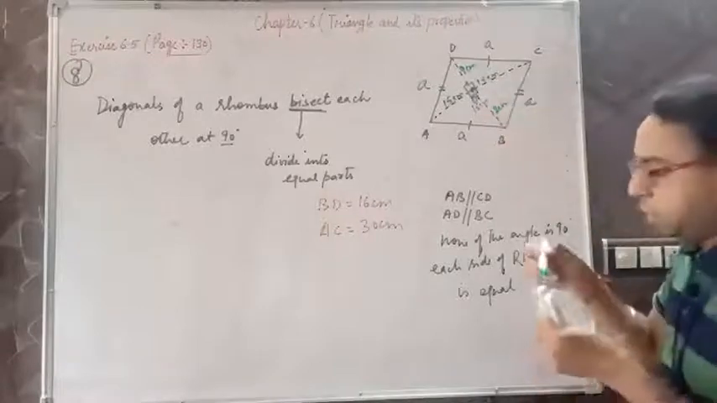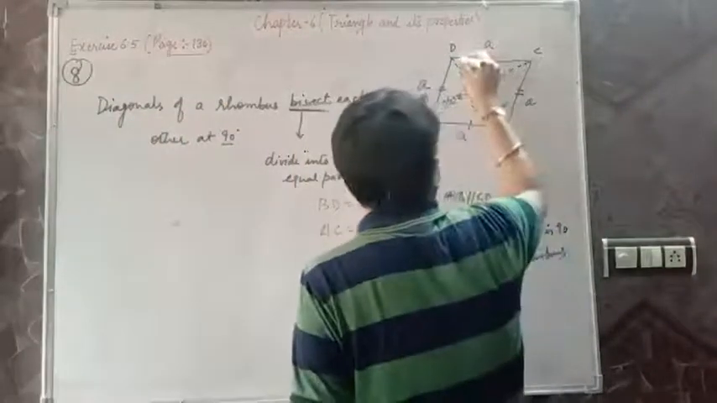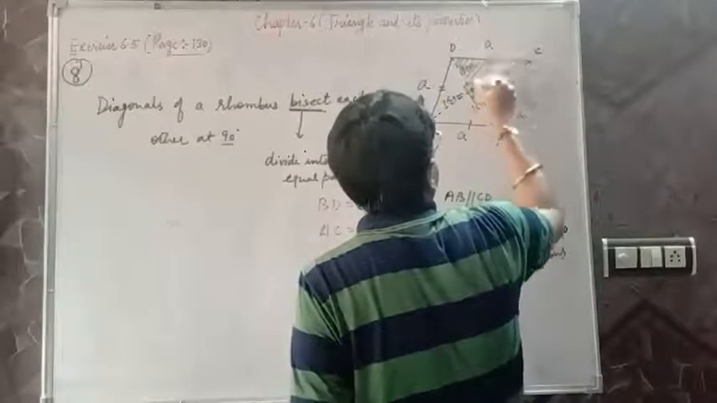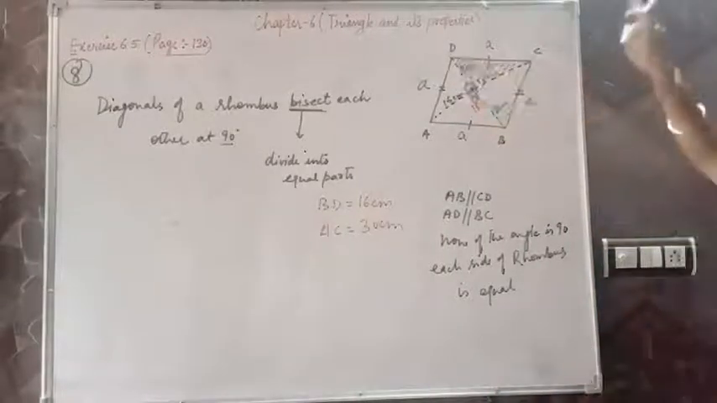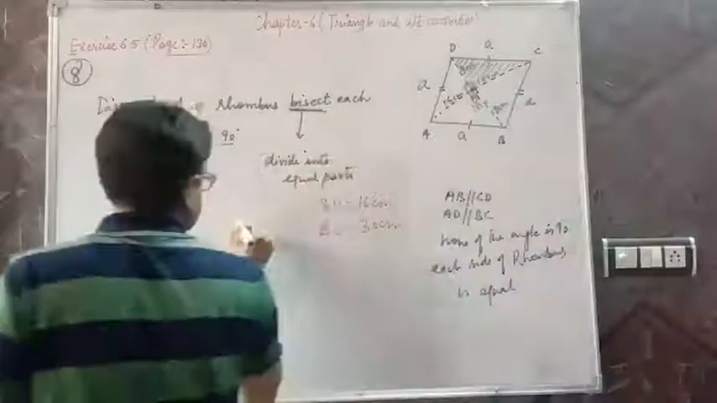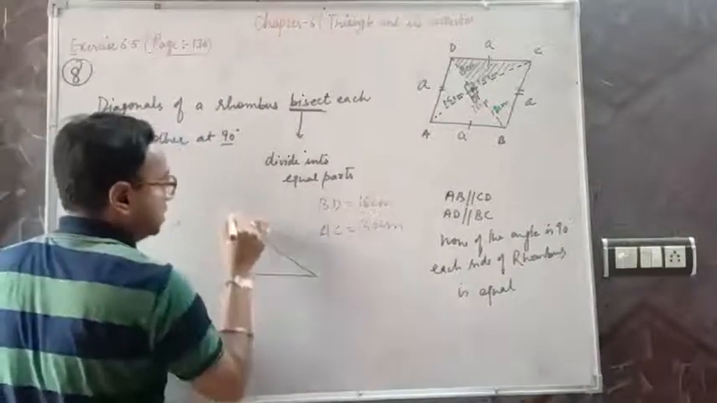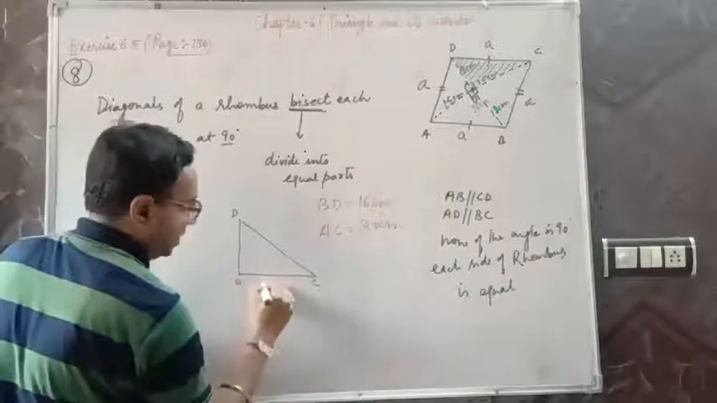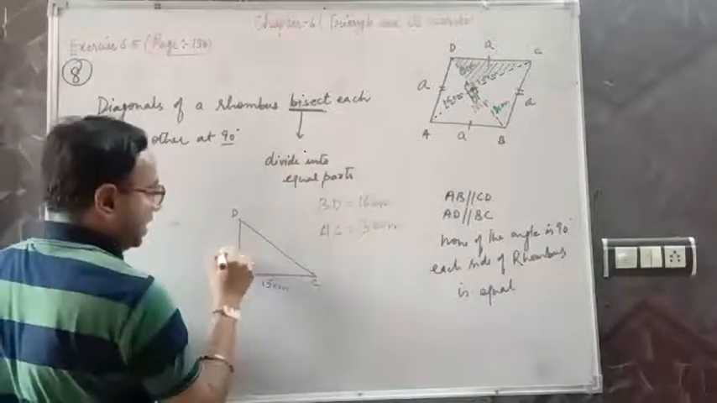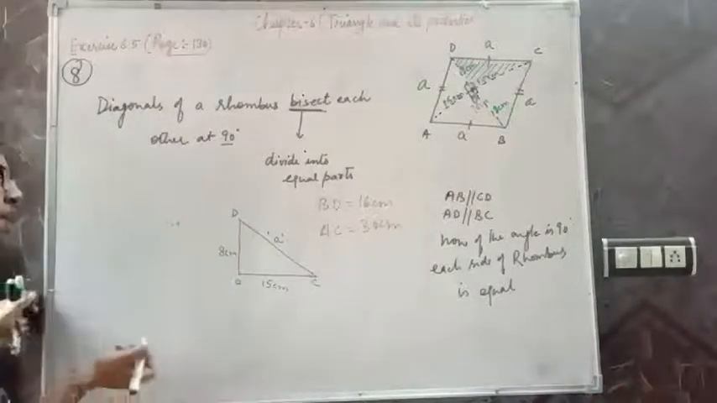Now this is 90. What can we do? We can apply Pythagoras theorem. In any given triangle, we can apply Pythagoras theorem because we have base, we have height, and we have to find the hypotenuse. If I take out this triangle, it is like this. This is O, this is D, this is C. OC is 15 centimeter. What is height? 8 centimeter. I have to find A, the hypotenuse, the side of the rhombus. Are we clear?